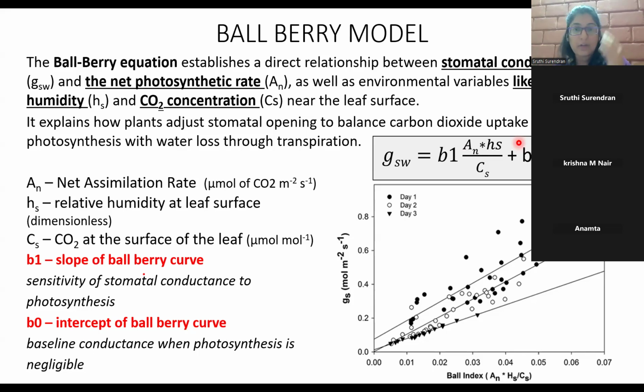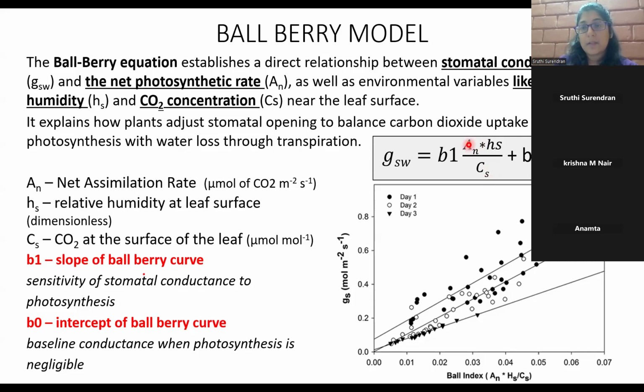So the data we usually get from weather stations are the relative humidity data. That data we will have to convert to the relative humidity at the surface of the leaf and multiply it with the net assimilation rate and divide it by the carbon dioxide concentration also near the surface of the leaf. So if we have the atmospheric carbon dioxide concentration, we will be able to find the concentration of the carbon at the surface of the leaf.